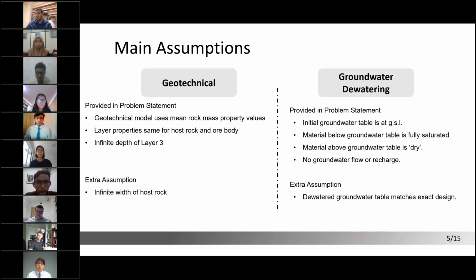The main assumptions were given to us in the problem statement, but we made a couple extra ones ourselves. So one of them was that the host rock extended out to an infinite width. That meant that we could make our model as wide as we needed to be. The other assumption was that when the site workers dewatered the groundwater table, they would match the design exactly, even though that's highly unlikely in real life.